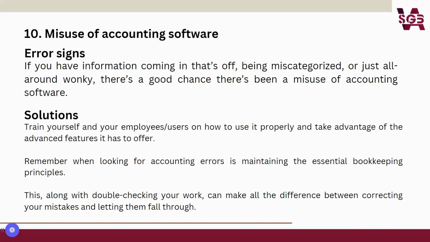misuse of accounting software. If you have information coming in that's off, being miscategorized, or just all around wonky, there's a good chance there's been a misuse of accounting software. So what is the solution? Train yourself and your employees or users on how to use it properly and take advantage of the advanced features it has to offer. Remember, when looking for accounting errors, maintain the essential bookkeeping principles. This, along with double checking your work, can make all the difference between correcting your mistakes and letting them fall through. So it's best that you know how to use the accounting software.